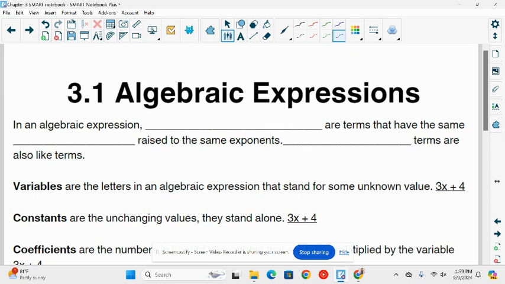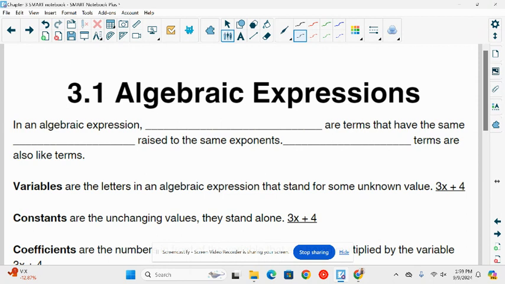Now, last year, you did combining like terms. I don't know if you remember or not. In my class, we did algebra tiles, and we put all the green tiles together and all the red tiles together and all that good stuff. This year, we're still going to be doing the same exact thing.